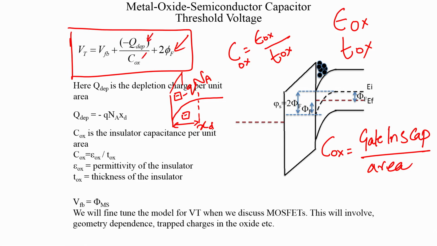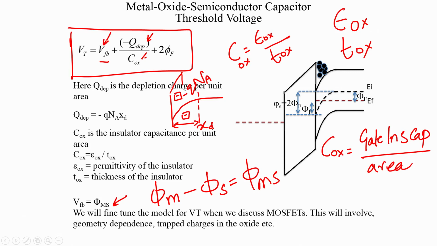So, you understand what this is. What is VFB? VFB is simply your phi ms, that is what is driving all this. So, it is phi m minus phi s, we call that phi ms. So, you understand what VFB is. Now, VFB can have more complications, we will come to these things later on, but for now it is phi ms. And what are these complications? These complications are that you could have charges trapped in the oxide, so that is one complication that we will look at. So, that will change the flat band voltage. But for now your VFB is simply phi ms, that is the driving force for all the band bending at equilibrium.